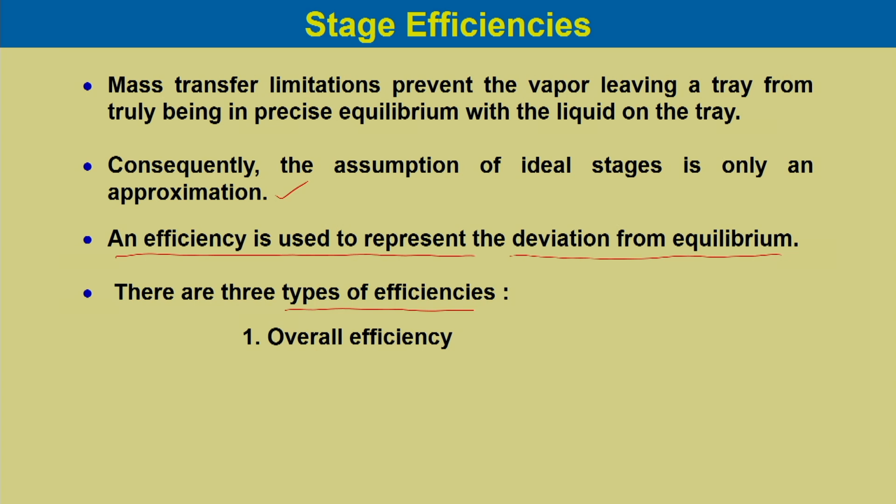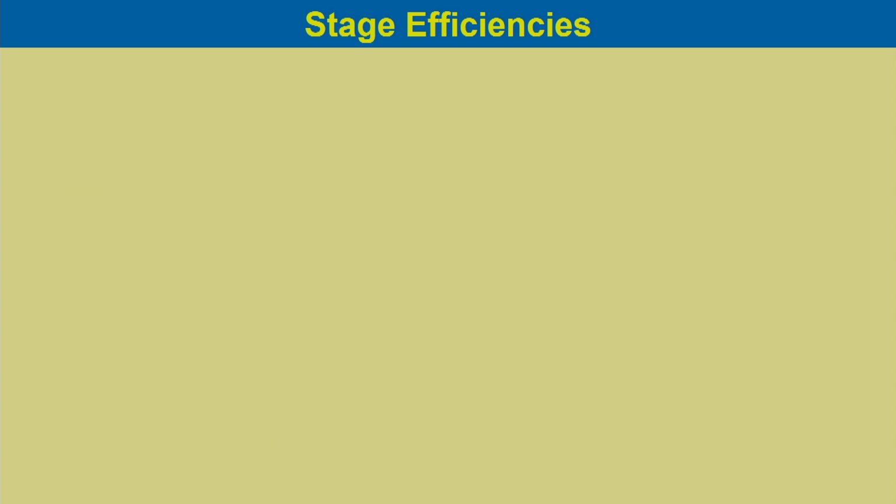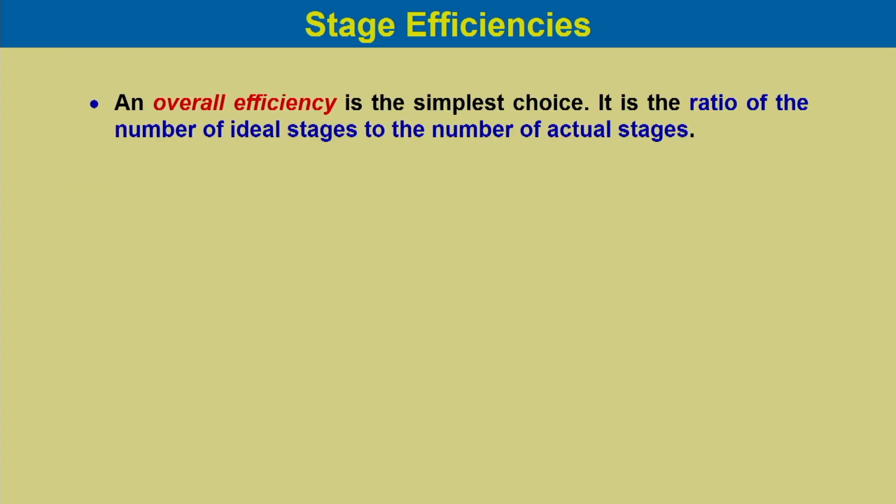One of them is overall efficiency, that is the efficiency throughout the column, considered the same for all the trays. So, that is overall efficiency, the second one is the local efficiency, and the third is the Murphree efficiency. We will discuss them one by one. Overall efficiency is the simplest choice. It is the ratio of the number of ideal trays to the number of actual trays.